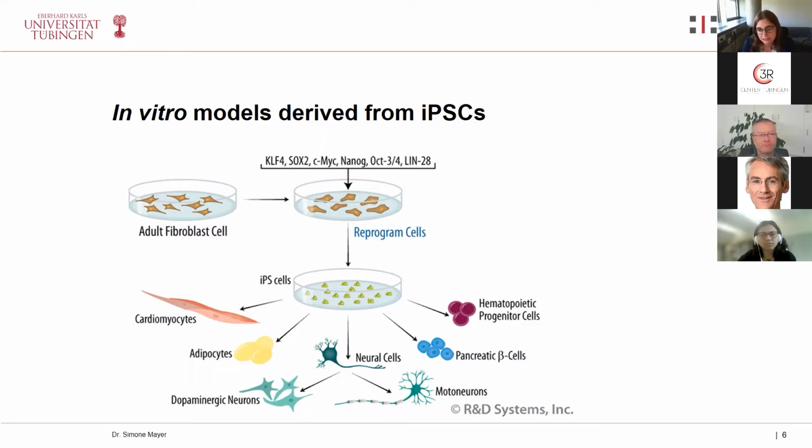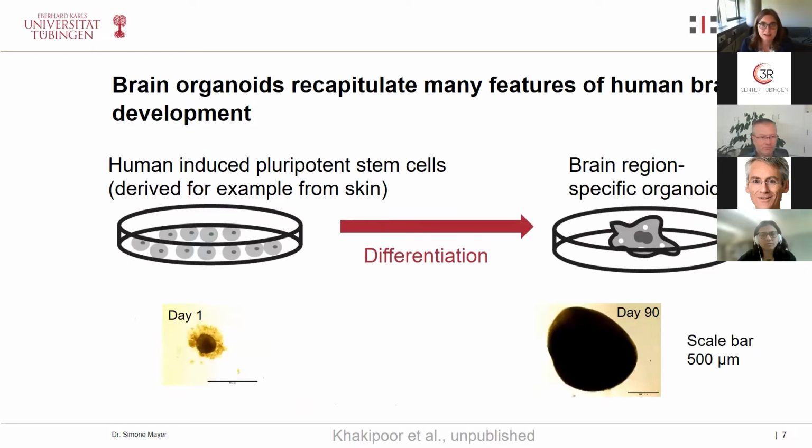This has been done for many years for different types of cells in different tissues, as you can see here, for example, cardiomyocytes, adipocytes, different types of neurons, hematopoietic lineage, pancreatic lineage. All of this can be done in 2D, but what is important for us now is the 3D differentiation. 3D differentiation can lead to the formation of so-called organoids, and these have also been developed for many of these different organ systems. But today we particularly talk about the brain organoids.